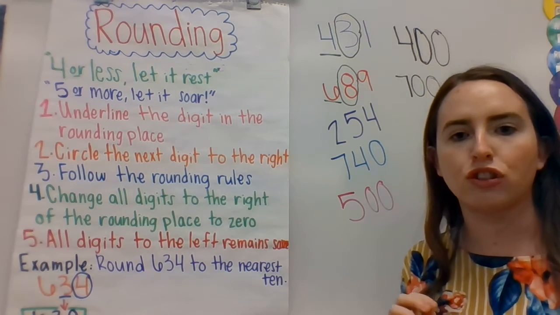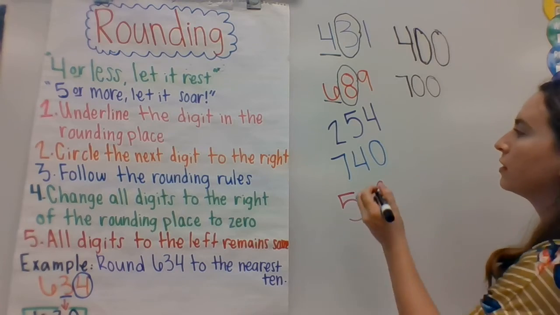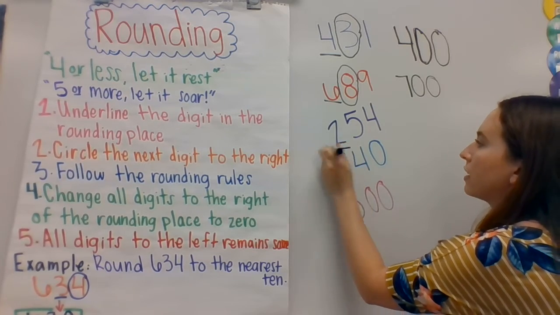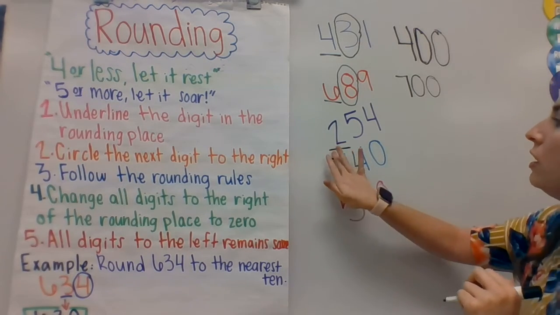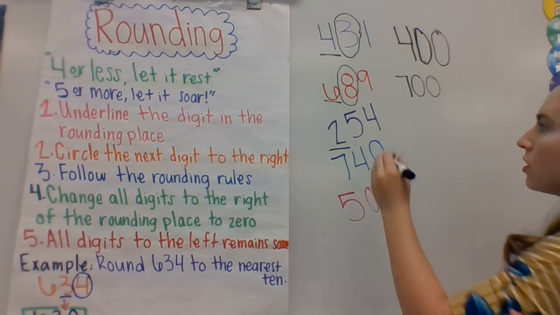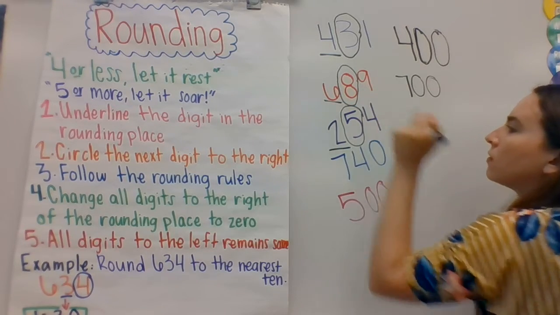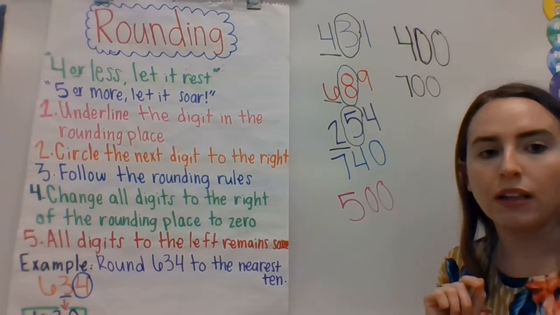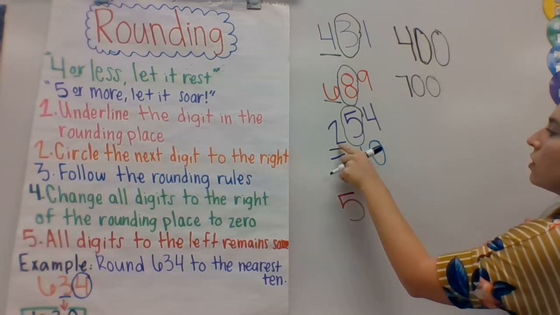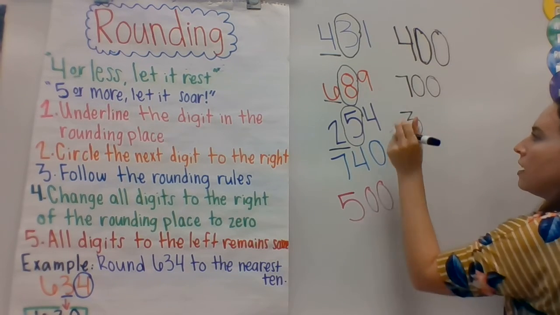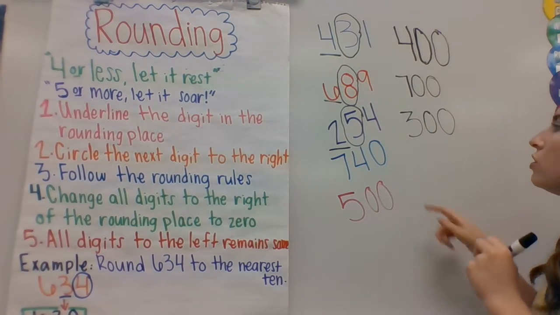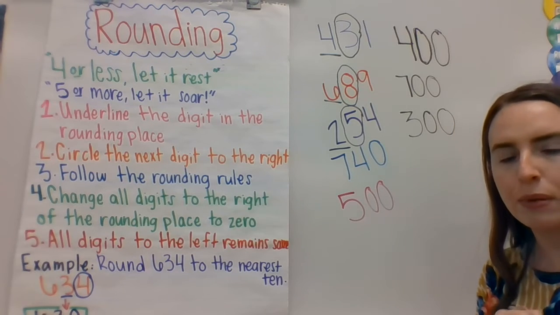All right, the next example is 254. So remember, the first step is underline the digit where you are rounding. So if you're rounding to the nearest hundred, you need to underline the hundreds place. Next, I look at the digit to the right and circle it. And if it's 5 or more, let it soar. So I know this is a 5, so that means I'm going to round up. So the 2 will become a 3, and then all the other digits to the right of it will become a 0. So 254 rounds up to 300.